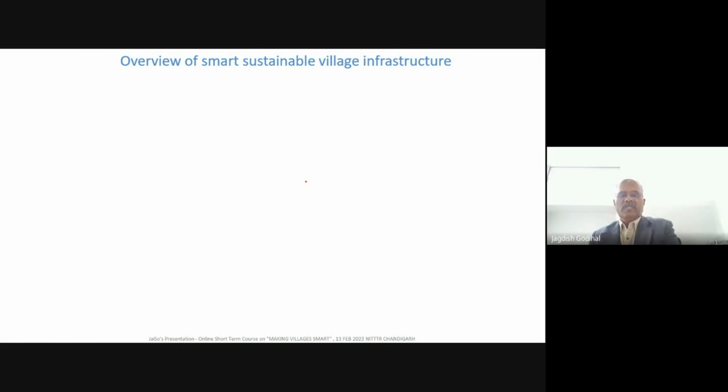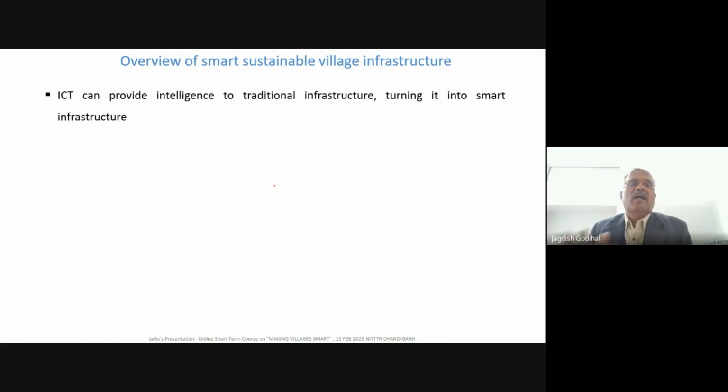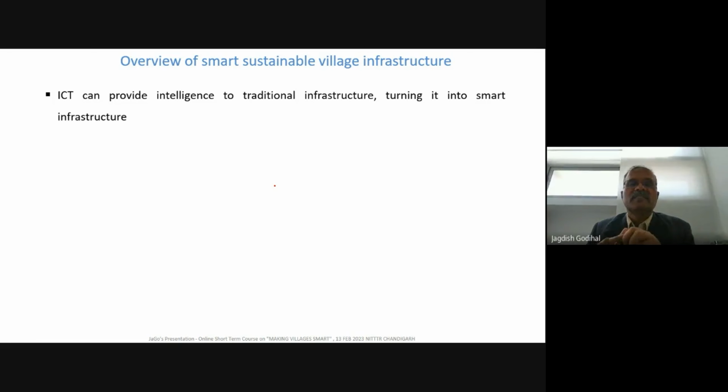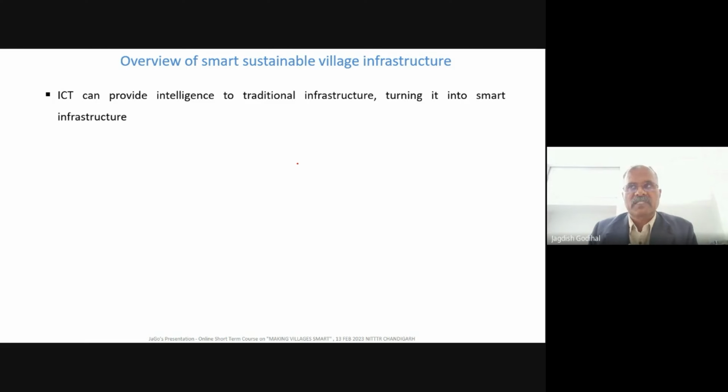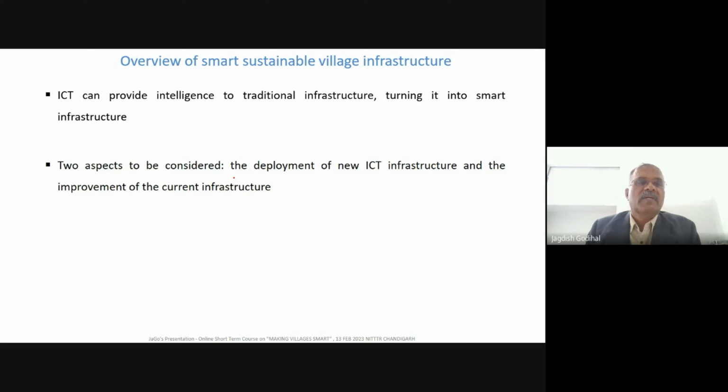Then if you look into the overview of smart sustainable village infrastructure, the ICT, information communication technology, can provide intelligence to traditional infrastructure, turning it into a smart infrastructure. As I mentioned, it is going to enhance the effectiveness and efficiency of the physical infrastructure. Okay. Here we are considering two aspects. One is the deployment of new ICT infrastructure, and another one is improvement in the current infrastructure.